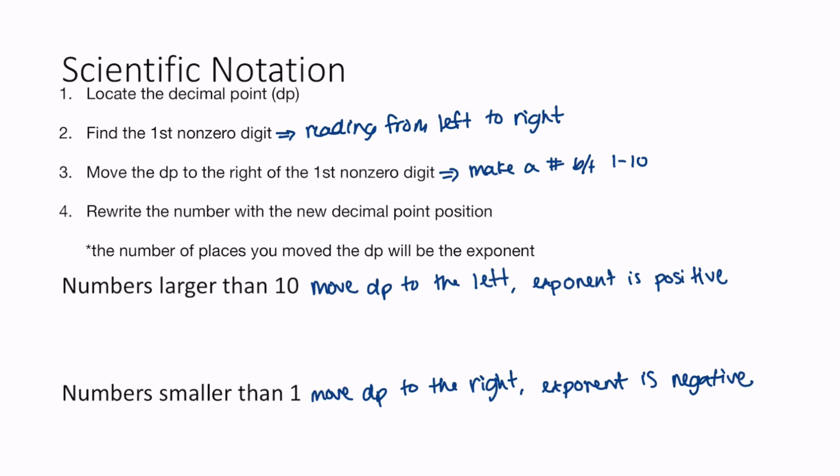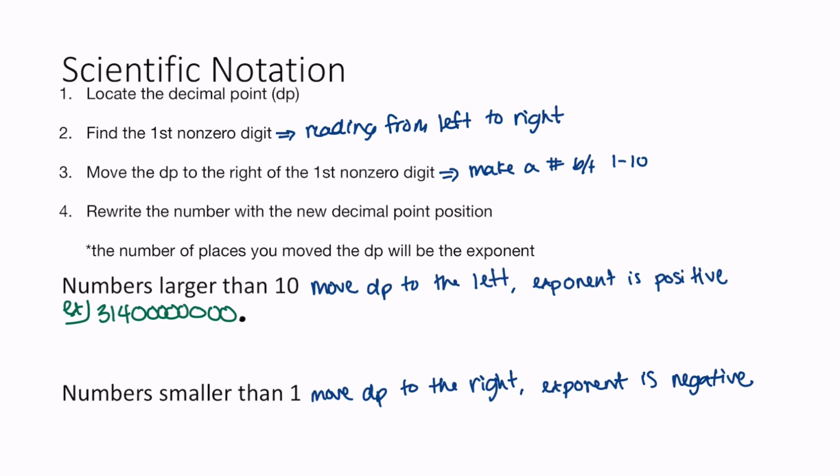So let's look at some examples. Let's first look at an example of a really big number. So let's look at 314 with 8 zeros. Now, the first thing I want to do is locate my decimal point. This is a great example of a number that doesn't have a written decimal point, so I'm just going to write one at the end of the number.